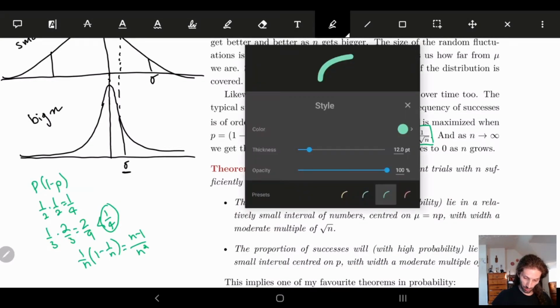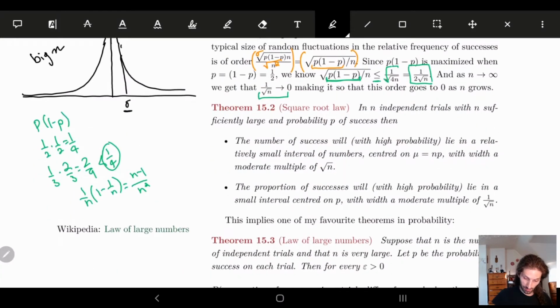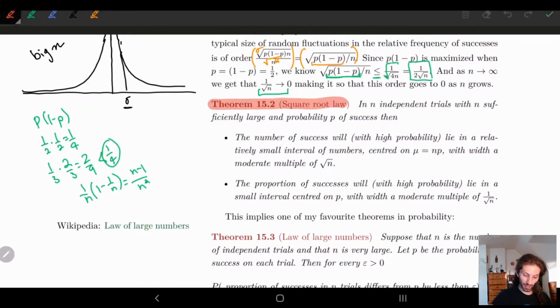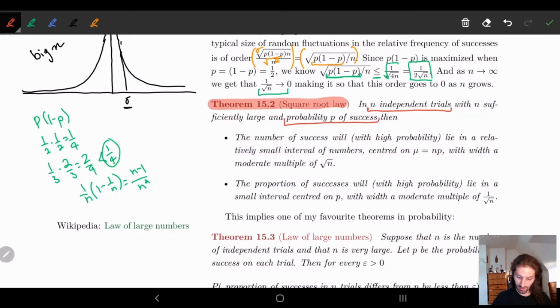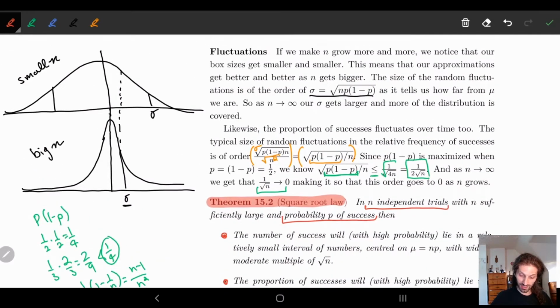So let's look at the square root law. It's going to be saying two different things at once. If we have n independent trials, and n has to be sufficiently large, and p is the probability of success, then we have two points. The first point is that the number of successes, with high probability, is going to lie in a relatively small interval of numbers, centered around mu, which is our expected value, with a width which is a moderate multiple of square root of n. This multiple of square root of n is really coming from the standard deviation.